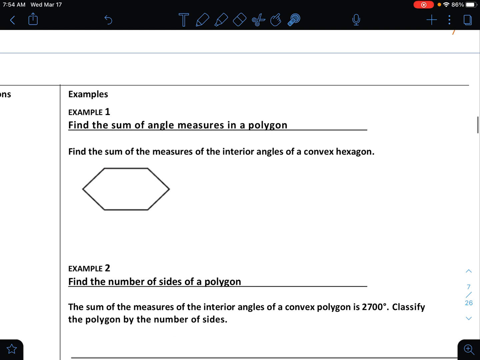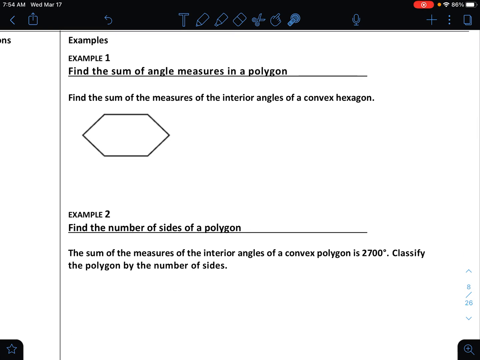Okay, so let's move on to some examples and utilize some of these ideas. All right, number 1, find the sum of the angle measures in a polygon.